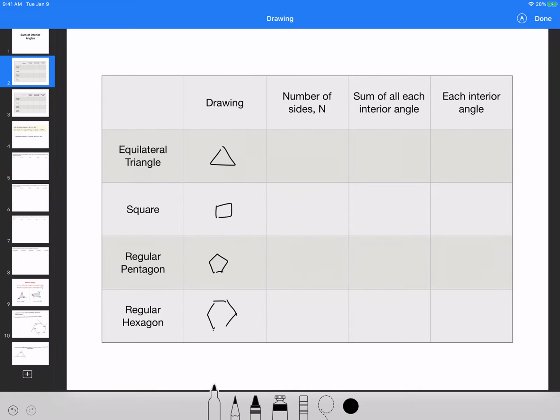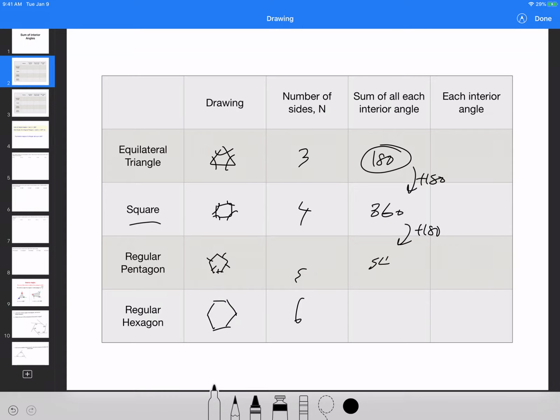Regular pentagon, regular hexagon means that all the sides are the same, all the angles are the same. And the number of sides would be 3, 4, 5, 6. Now the sum of the interior angles means that if you add these three angles up, what do you get? If you add all of these four angles up, what do you get? You know that the angles put together in a triangle are always 180, and these are 360. And so every single time, you keep on adding 180.